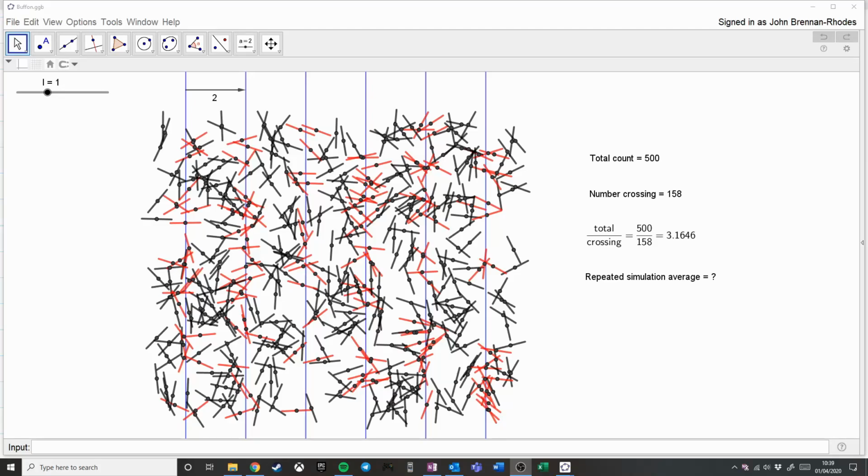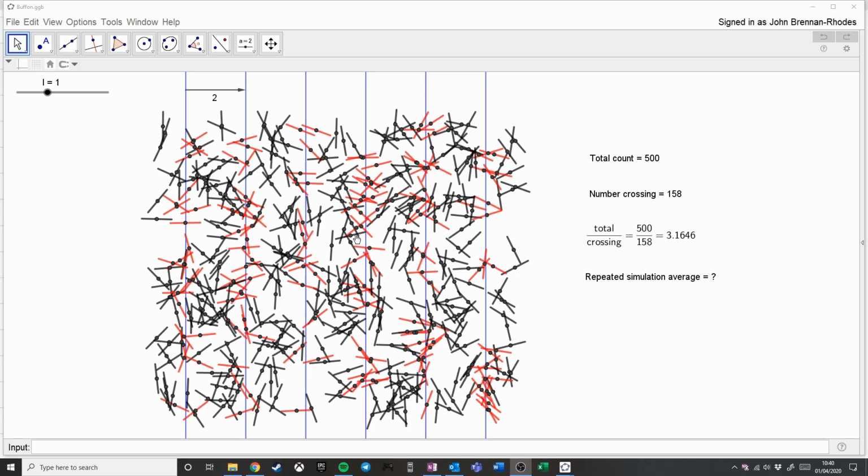Okay, here's my little exploration of Buffon's needle. What I've got is 500 needles that have been dropped onto the surface. I'm simulating it, and there are some blue lines that are 2 apart. So we can see that these blue lines are 2 apart. Each of the needles is of length 1.